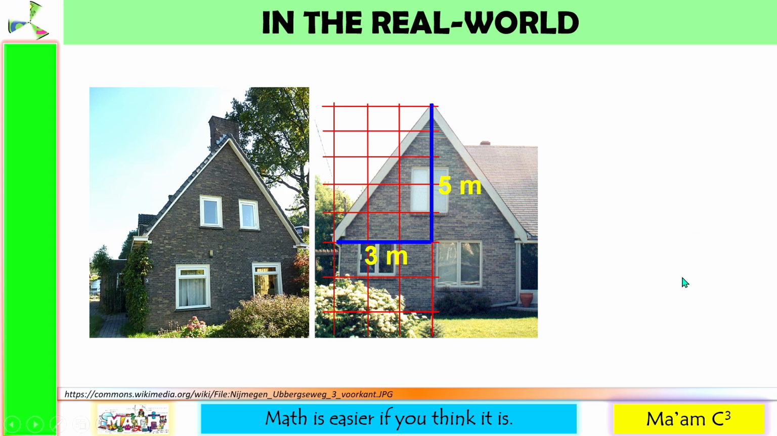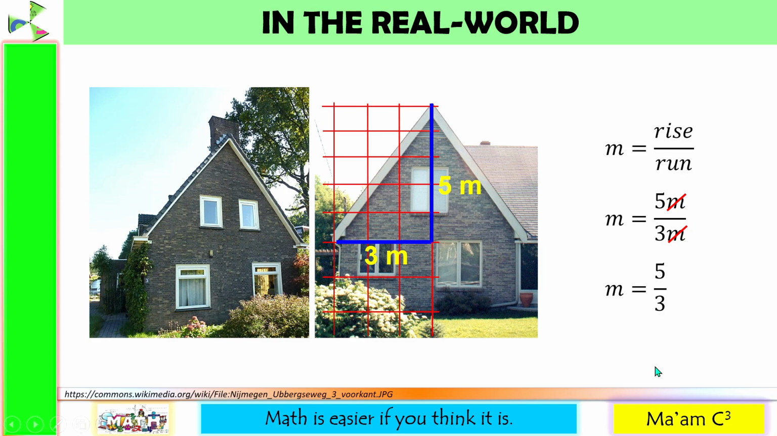Let us recall the formula for slope, rise over run. So we have 5 meters divided by 3 meters. The meters here will simply cancel out. So it means the slope is unitless. So the slope here is simply 5 over 3.